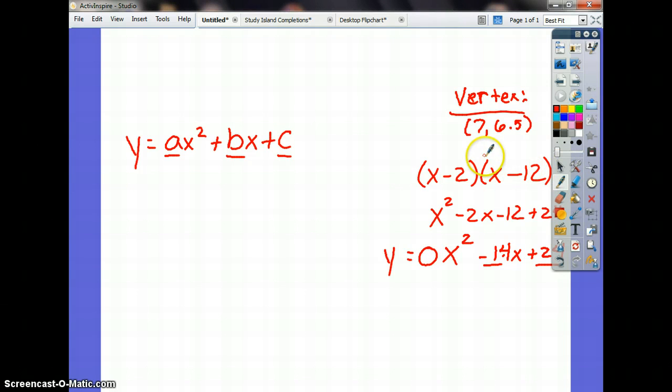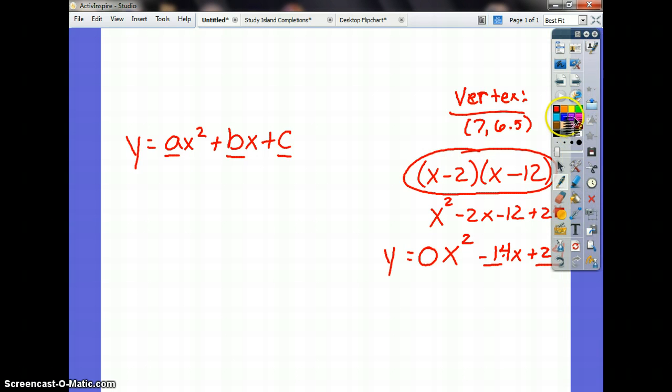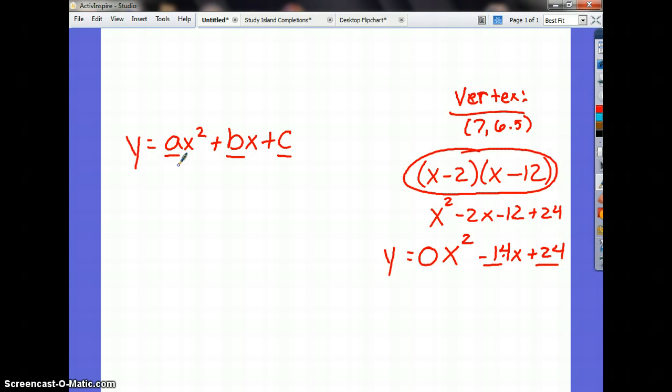I'm going to use my original binomials from which I worked backwards from the actual x-intercepts. And I need to find that term a. Well, when I FOIL this, I end up getting this over here. I end up getting that ax squared plus bx plus c. But I need to figure out what that leading coefficient is.